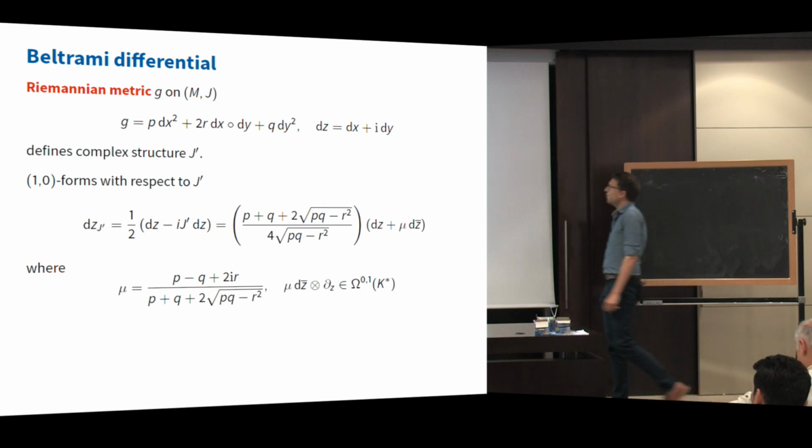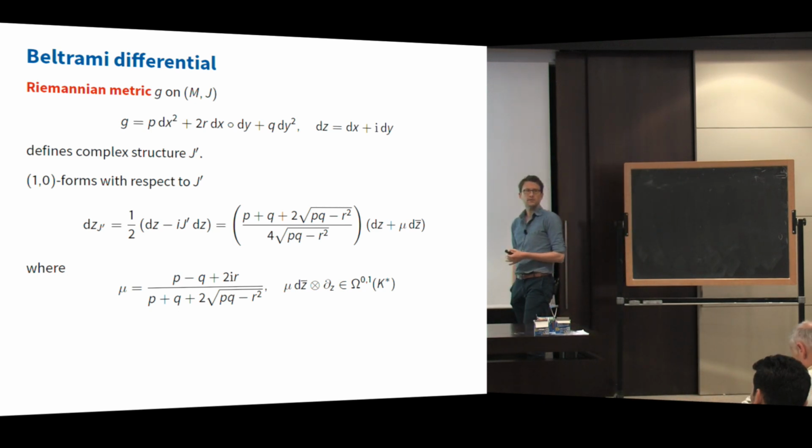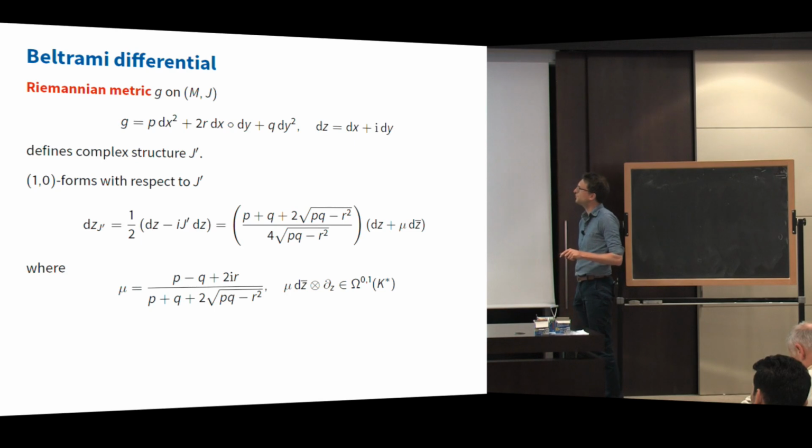A complex structure is entirely determined in terms of its 1,0 forms. So how do the 1,0 forms with respect to this new complex structure look? Well, it is just an elementary computation. You compute, and that's the formula you get. You can write it in terms of dz. This is an uninteresting bit. The interesting bit is this mu here. Mu tells you how the new complex structure is different from the original one.